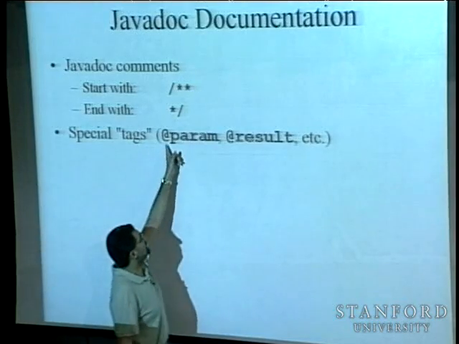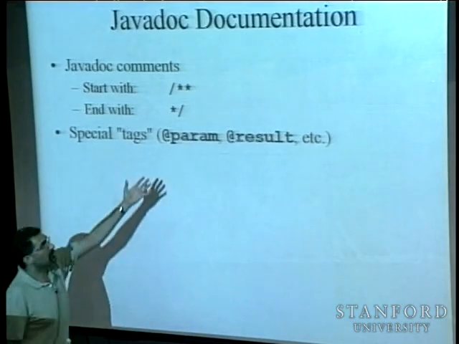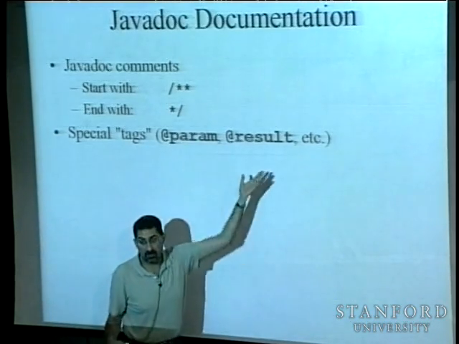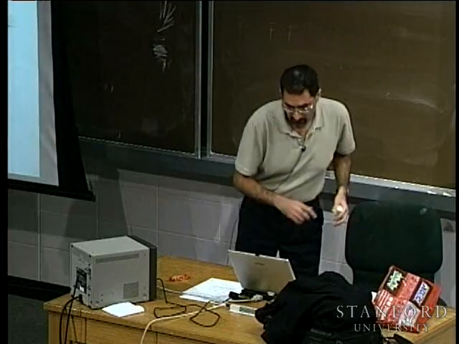There are some special tags like @param or @result that specify what is a parameter of the function you're writing, or the result if the function is returning something. And I'll show you examples of that right now.